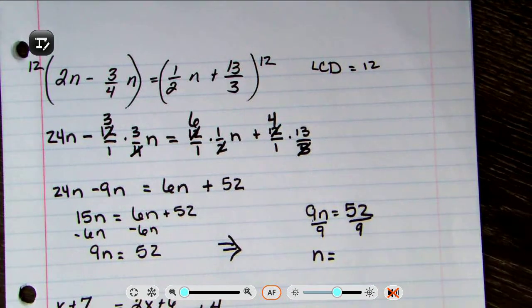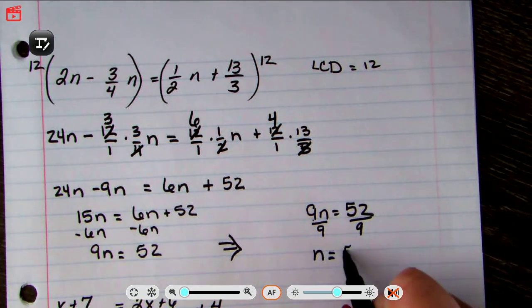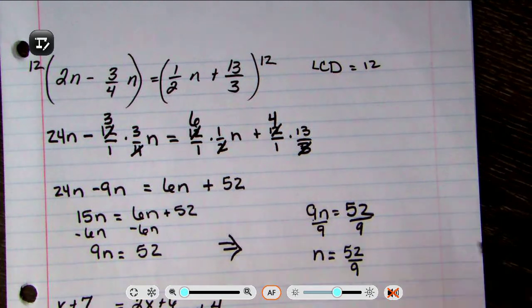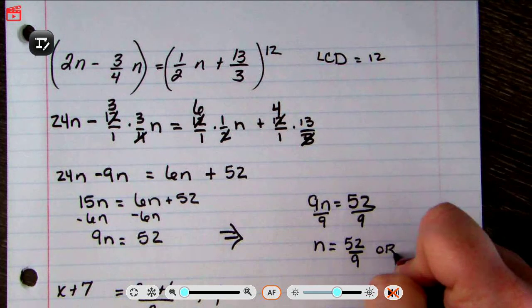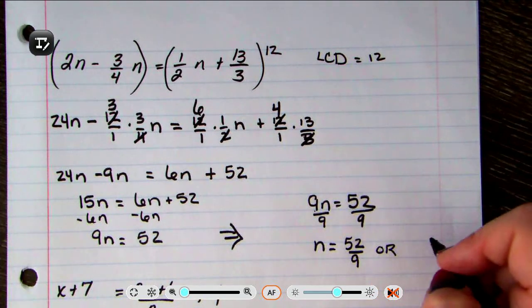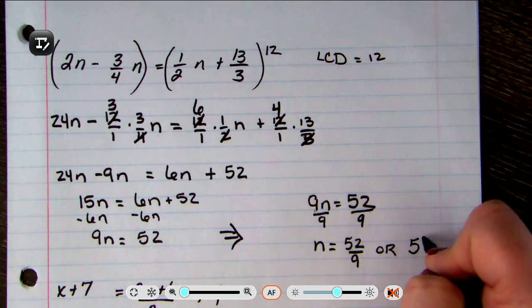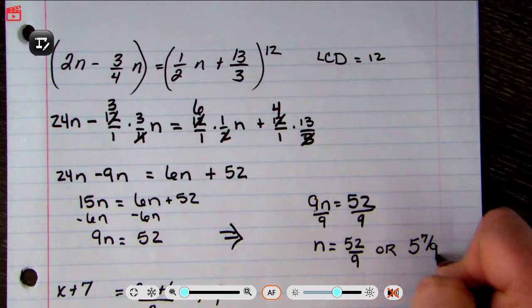I do believe that that is reducible. Maybe, maybe not. Okay, it does not reduce, so this is 52 over 9. So you can leave it in its improper form, or if you want to rewrite it as a mixed number, that would be 5 and 7/9.